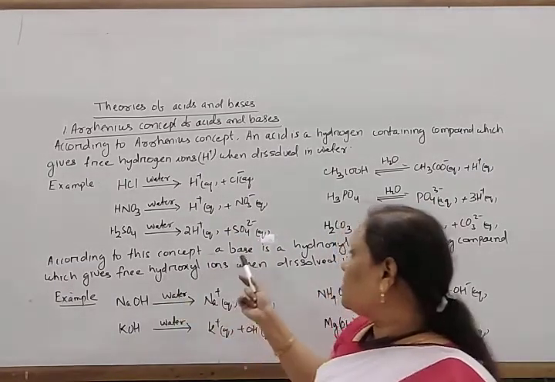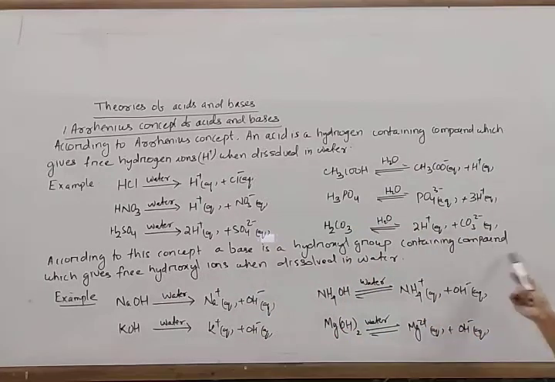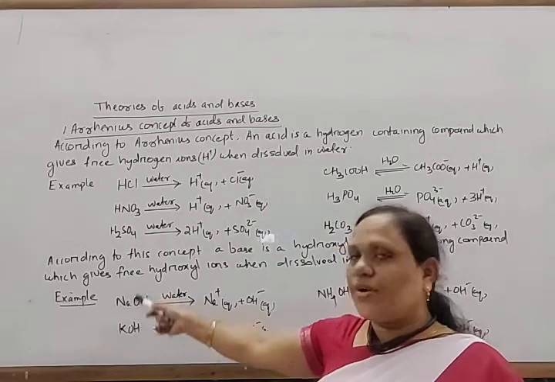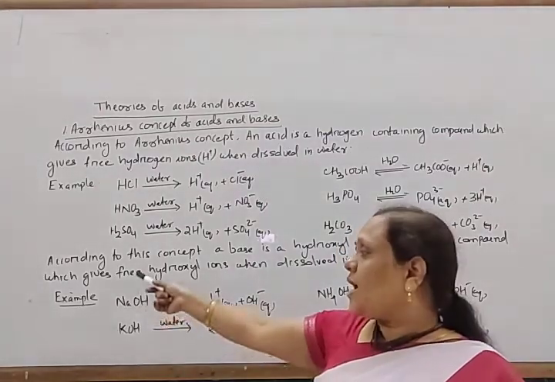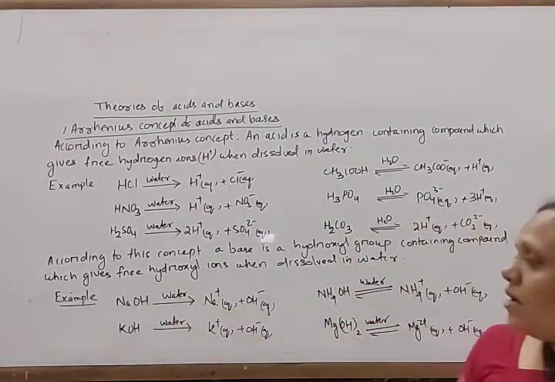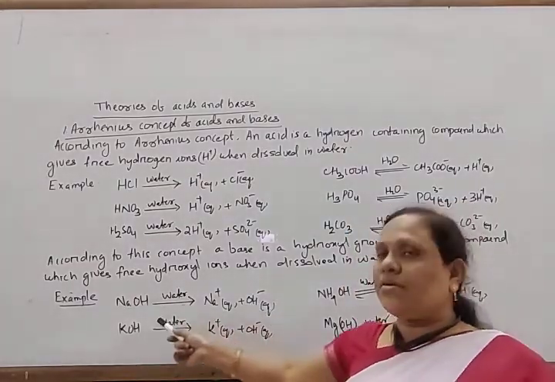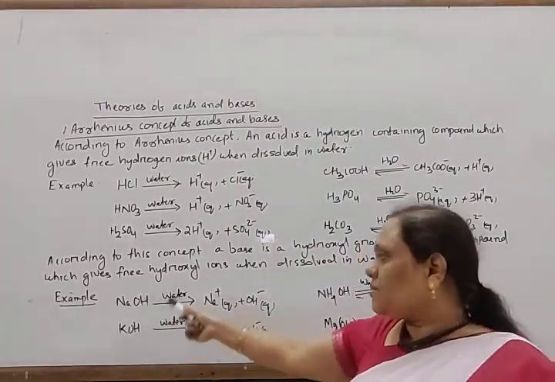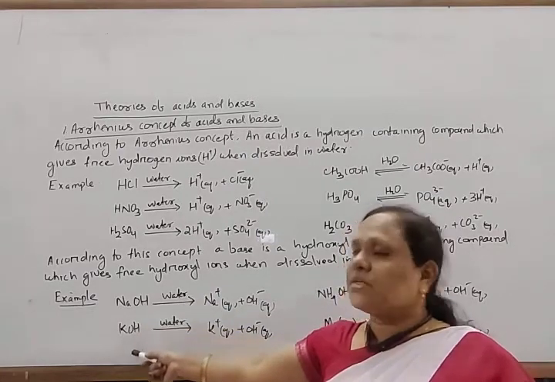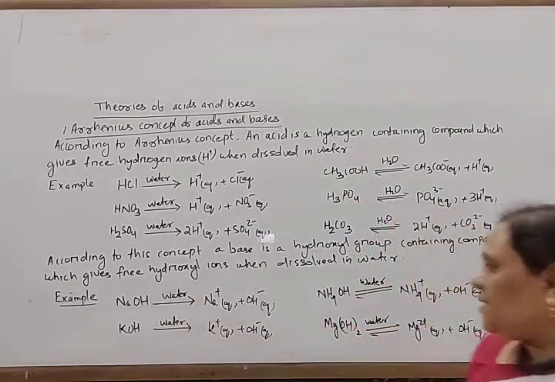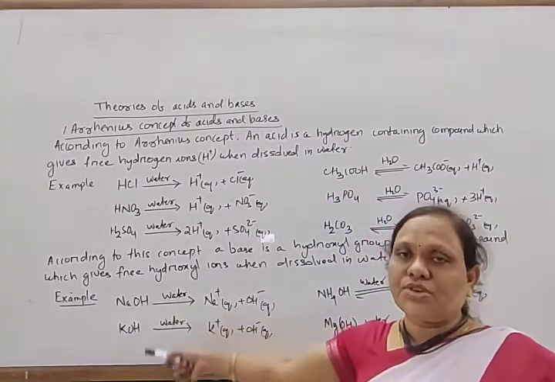And according to this concept, a base is a hydroxyl group containing compound which gives free OH minus ions when dissolved in water. The OH group is known as the hydroxyl group. So these are some examples: sodium hydroxide, potassium hydroxide. These are some examples of strong bases.